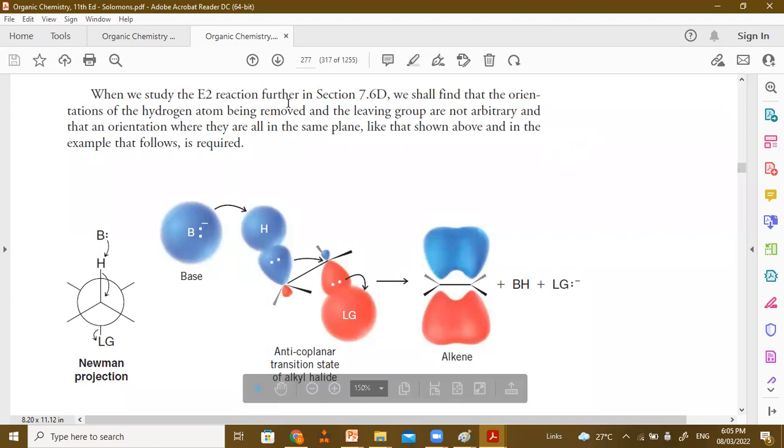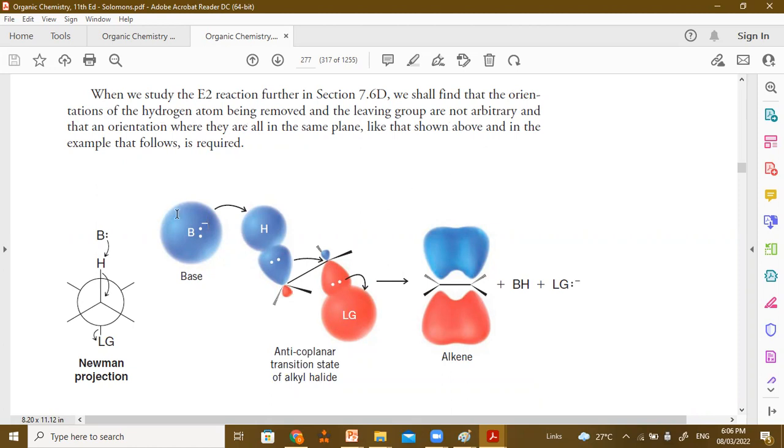When we study the E2 reaction further in chapter 7, we shall find that the orientation of the hydrogen atom being removed and the leaving group are not arbitrary, and that the preferred orientation is where they are all in the same plane, like the one shown above.